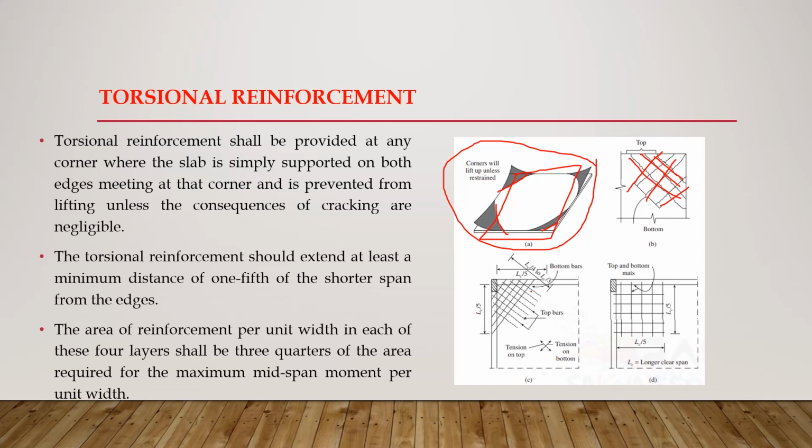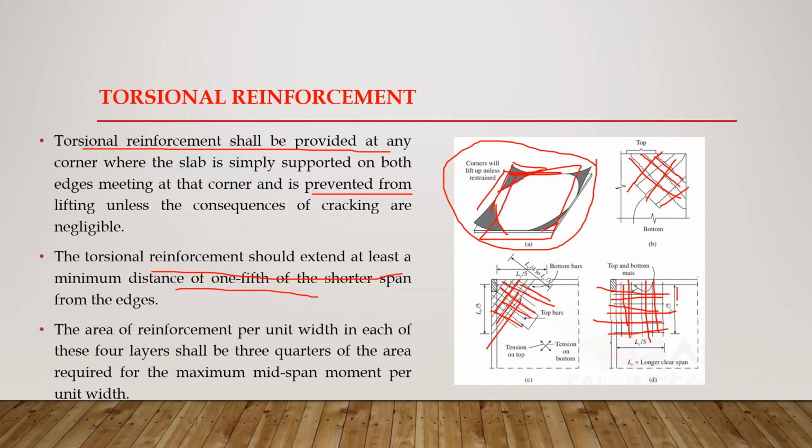And this torsional reinforcement can either be provided with the help of these skew bars or these bars parallel to the side of our slab. Generally, this method of detailing is provided with bars parallel to the sides of our slabs. So let's go through the points here. Torsional reinforcement shall be provided at any corner where the slab is simply supported on both edges. That means for this corner, both these edges should be simply supported and prevented from lifting, unless the consequences of cracking are negligible.